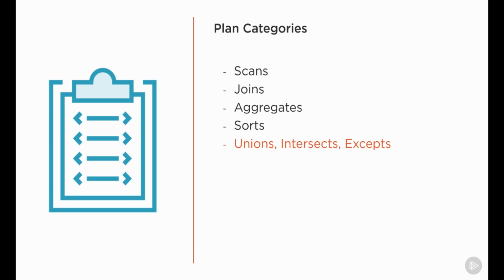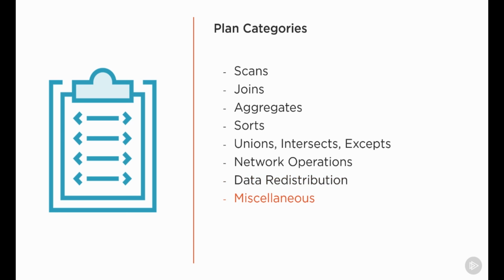Now, when you do an explain, there are several categories of information that will describe the physical actions that you will find. You'll see information regarding scans, information regarding joins, aggregates, sorts, unions, intersects, and excepts. There are network operations. There's a collection of information points related to data redistribution, that moving of data from one node to another. And then there's a whole bunch that we'll just label miscellaneous. And finally, you may from time to time also get alerts in your explain results. These alerts point out things like outdated statistics or operations that the engine knows could be improved.